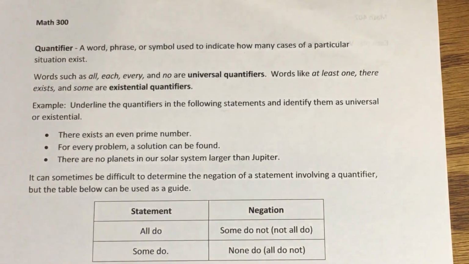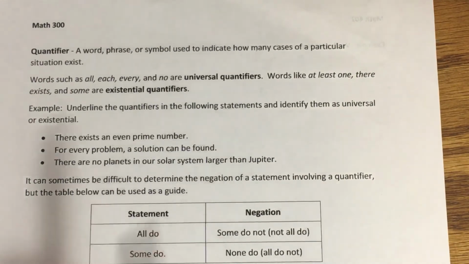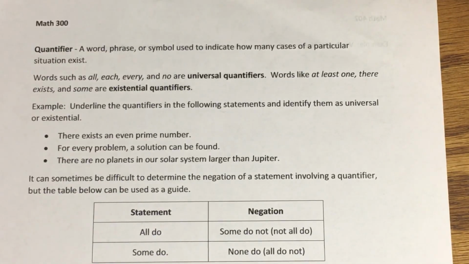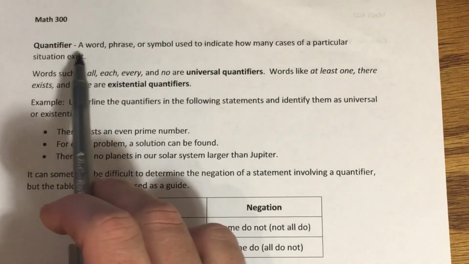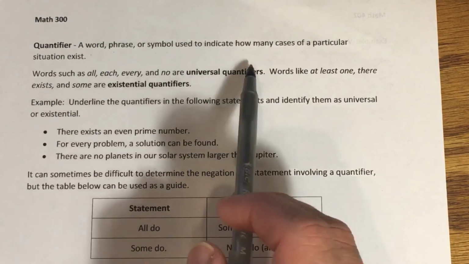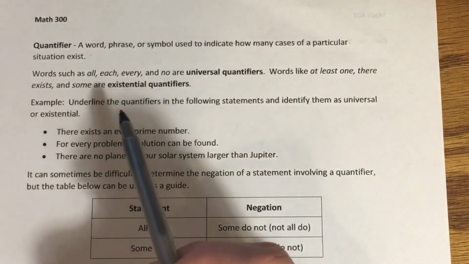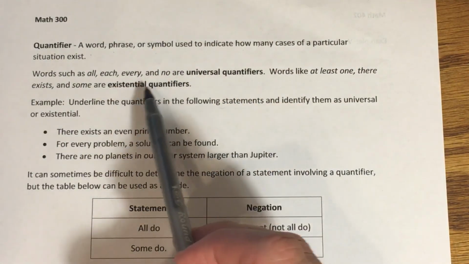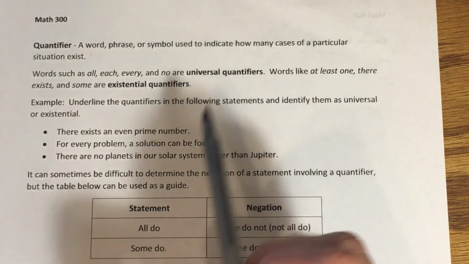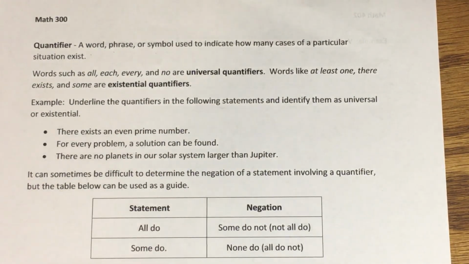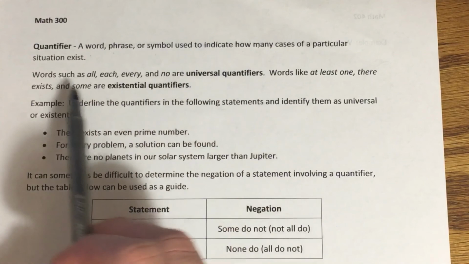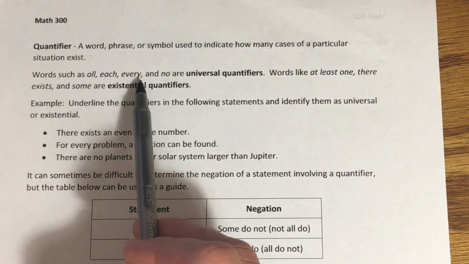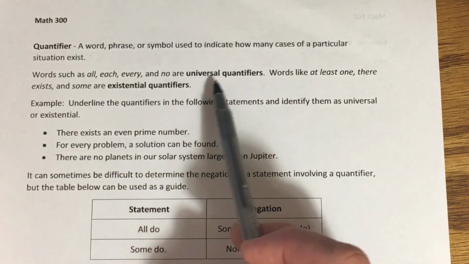Okay, so last thing we want to look at are quantifiers in this section. Quantifiers have a special place in symbolic logic, and let's give a definition here first. So a quantifier is a word, phrase, or symbol that's used to indicate how many cases of a particular situation exist. There's two quantifiers that we look at. We have universal quantifiers and we have existential quantifiers. Universal quantifiers are quantifiers that look at either all possible cases of a situation or no possible cases of a situation. And you're looking at a universal quantifier if you're seeing the word all, each, every, no, or none is another one.